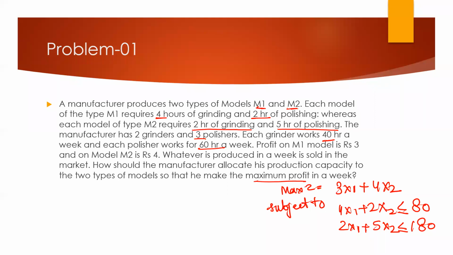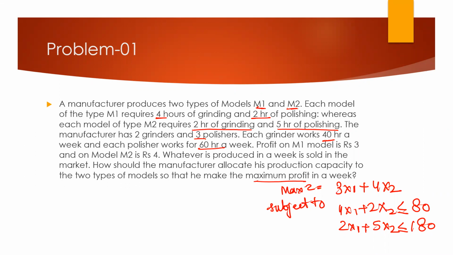Clear, everyone? So the objective function was maximize z equals 3x1 plus 4x2, subject to 4x1 plus 2x2 less than or equal to 80, and then 2x1 plus 5x2 less than or equal to 180.